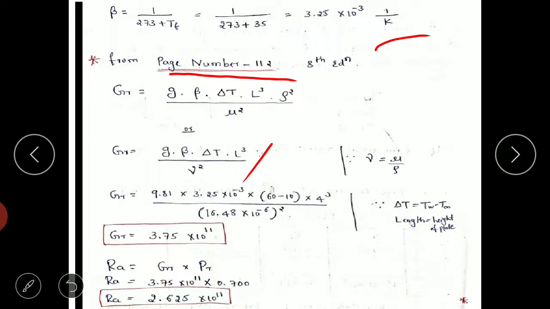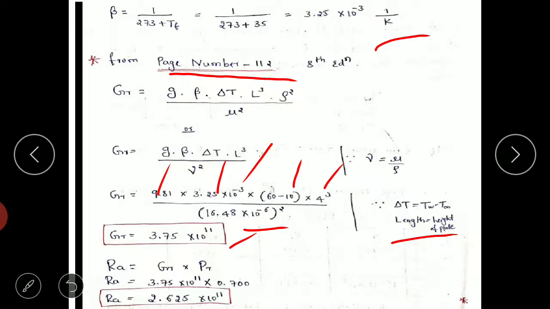GR is equal to G beta delta T L cube divided by nu square. All the values are substituted here. G beta delta T, which is 60 degrees Celsius minus 10 degrees Celsius. L cube is 4 cube because the characteristic length is the height of the plate. Then nu square is taken from the property table of dry air at 35 degrees Celsius. We get the value of GR, then multiply it by PR. Again, PR is taken from the property table. We get the product of GR and PR, which is RA. So RA is equal to GR PR.